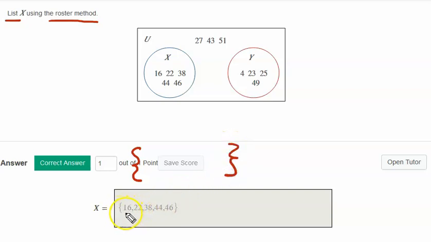Now, students sometimes forget to put the braces because they're asking for roster method, and the braces aren't outside as they sometimes show. So you would need to put the braces, and I would suggest putting them in order.